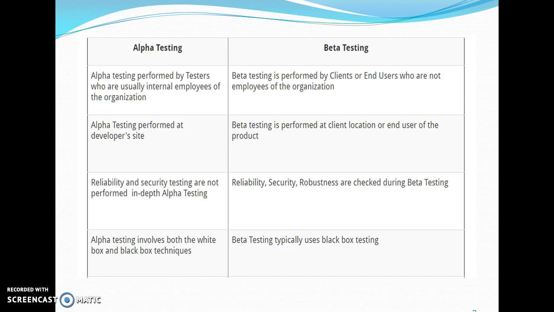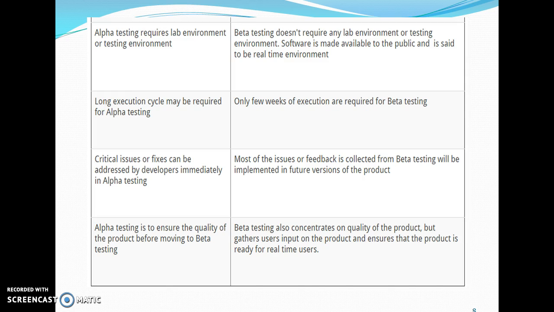Alpha testing involves both white box and black box techniques. Beta testing typically uses black box testing because it is done at the customer side, by the client or end user, so they should not be bothered about what happens internally, right? So we move on. Alpha testing requires a lab environment or testing environment.